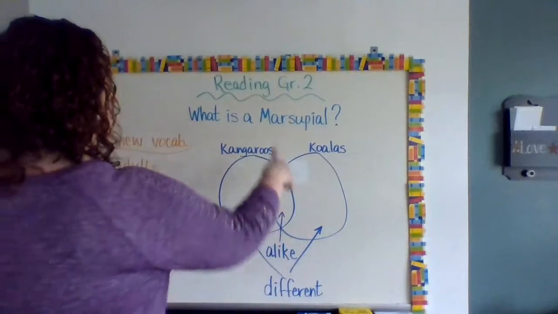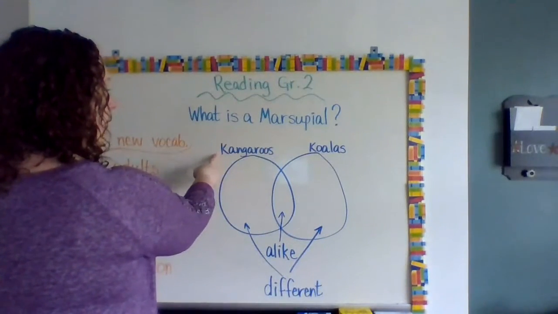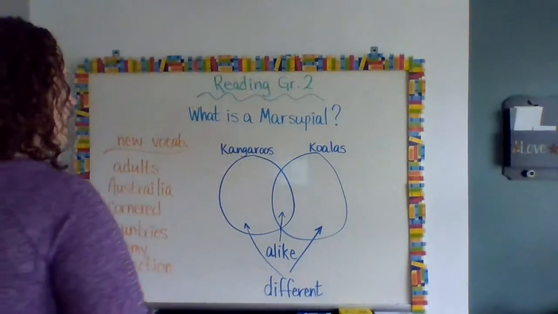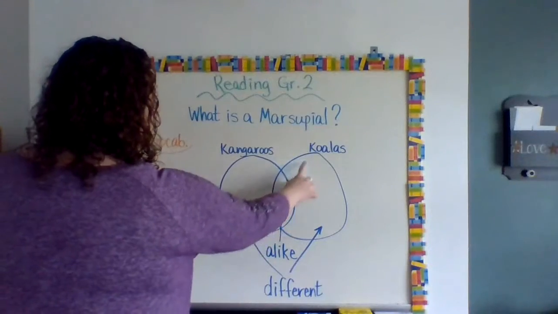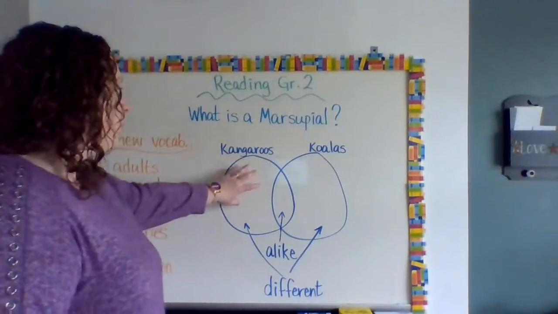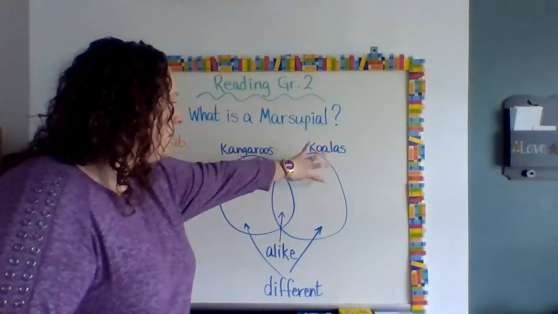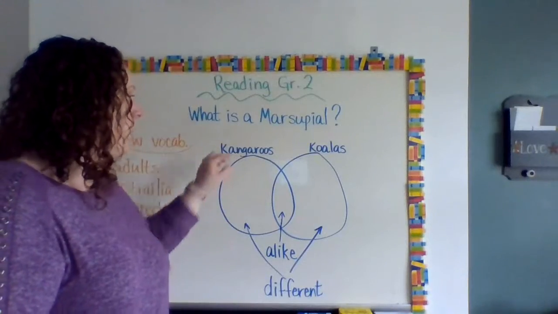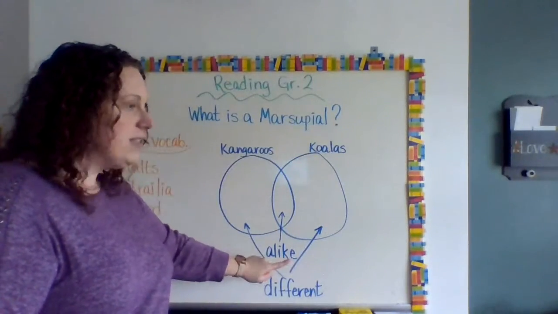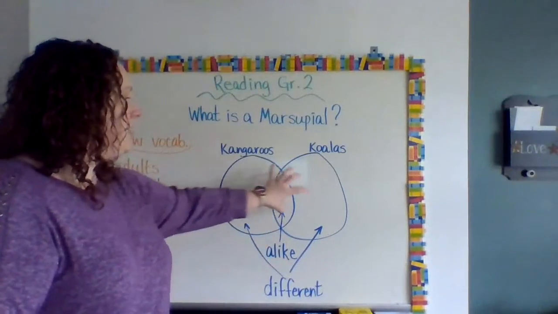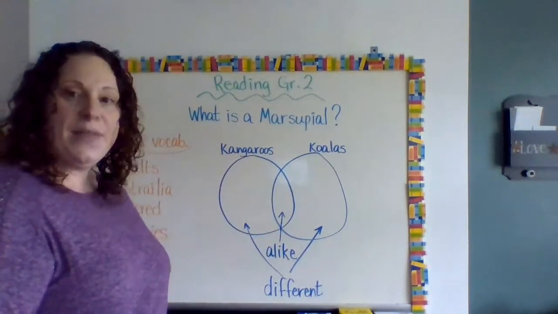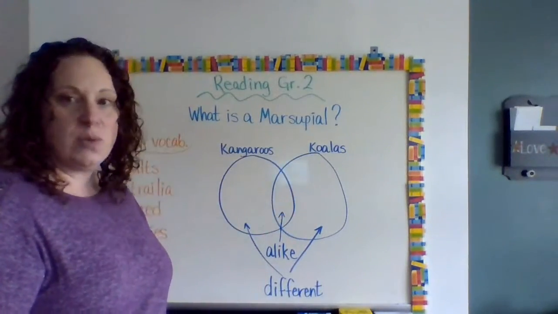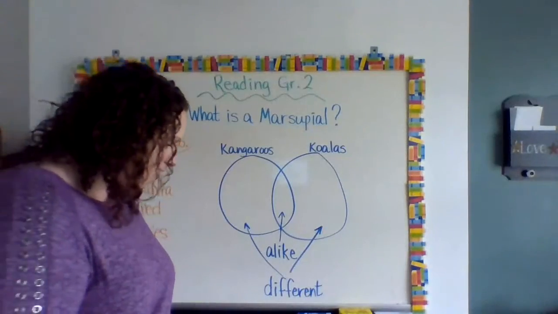Simple, right? So we're going to be talking about marsupial number 1, the kangaroo, and marsupial number 2, the koala bear. So you have this circle here and this circle here. This circle is going to be about kangaroos. This circle is going to be about koalas. In the middle, where they overlap, is how kangaroos and koalas are alike. And then how they're different goes under their name. So that's how that looks. In the next video, we'll actually put some facts in there about each one and how they're alike, okay?